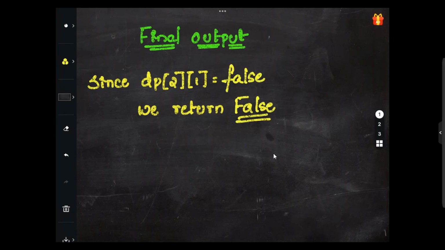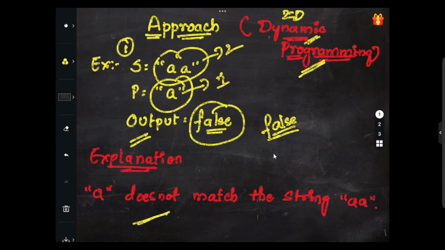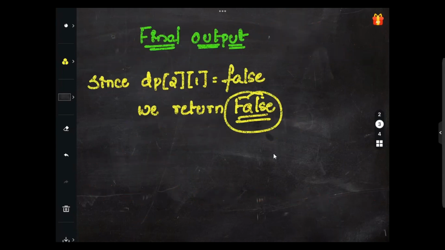The output that we need to get is false, and the output that we got here is also false. So the approach works absolutely correctly. This is the approach we will be going with, 2D dynamic programming. We saw the 2D DP table and we discussed two cases: when we have dot and when we have star. We will implement that in the form of code later. For now, this is the approach.